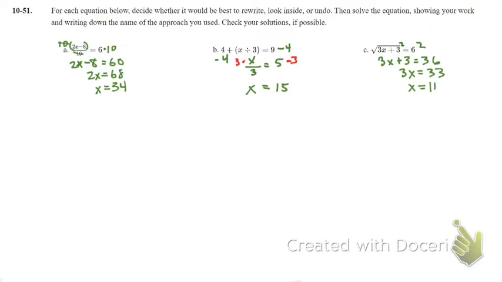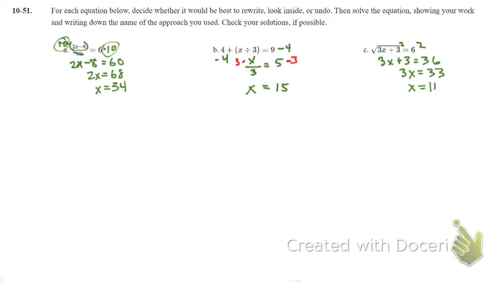Okay, so let's look at problem A. The left side is being divided by 10, that entire binomial of 2x minus 8. So we're going to do the inverse. All of these problems, as you're solving these equations, you're trying to do the inverse, the opposite. So the opposite of dividing by 10 is multiplying by 10. We multiply both sides by 10, and that cancels our denominator of 10 on the left side. And therefore we have 2x minus 8 equals 6 times 10, which is 60, and x equals 34.